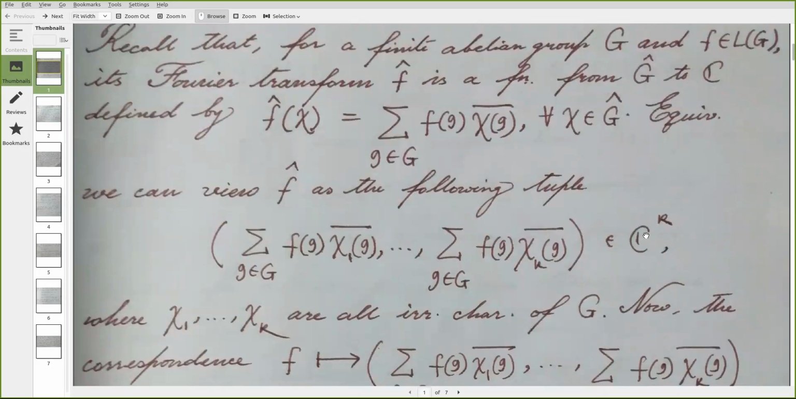This is clear because we have already discussed that if a set X has n elements, then LX is an algebra isomorphic to C^n as algebras over C. So every function can be regarded as a tuple once you have fixed an order of the elements in the beginning. So for a function f, its Fourier transform can be defined either as a function from G hat to C, or equivalently as a tuple of complex numbers.